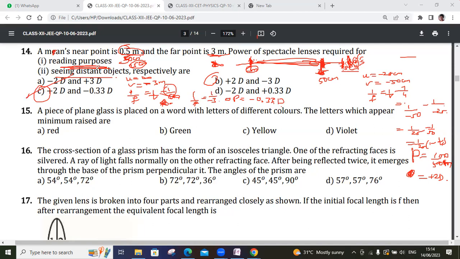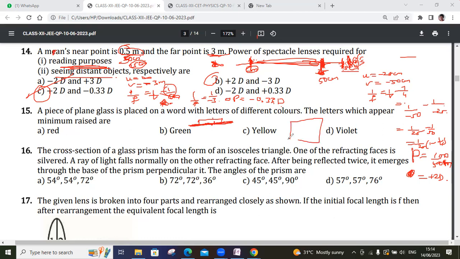Then 15th question. A piece of plain glass is placed on a word with letters of different color. The letters which appear minimum raised are... Okay, so again, this is the apparent depth concept. They asked which will appear minimum raised. So minimum raised means for it apparent depth.